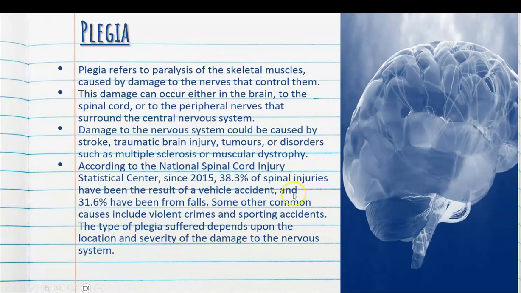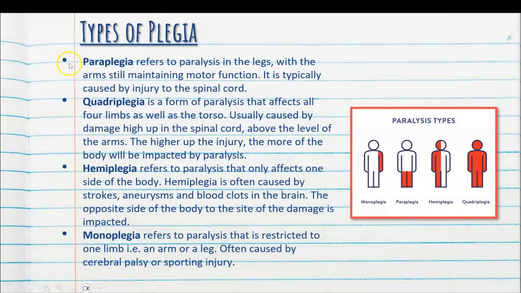And the type of plegia suffered depends upon the location and the severity of the damage to the nervous system. So let's look at some examples. So paraplegia refers to paralysis in the legs with the arms still maintaining motor functioning. So it's typically caused by injury to the spinal cord towards the lower back and hip area. As you can see here, paraplegia pictured here. Then we have quadriplegia, which is a form of paralysis that affects all 4 limbs as well as the torso.